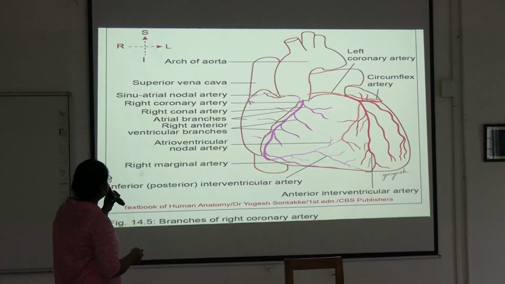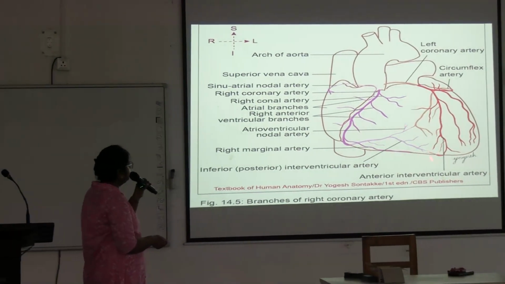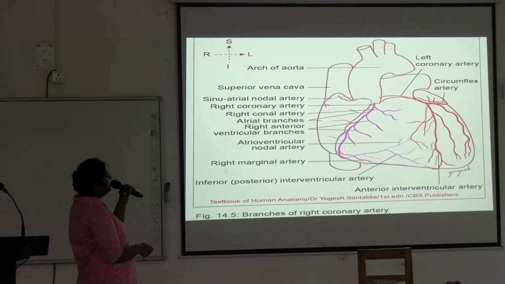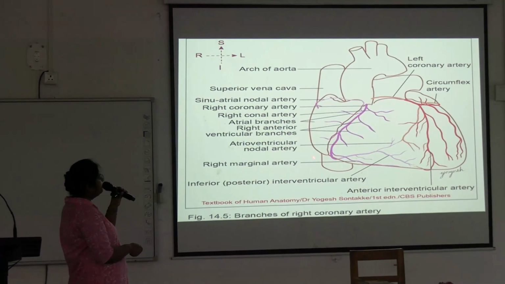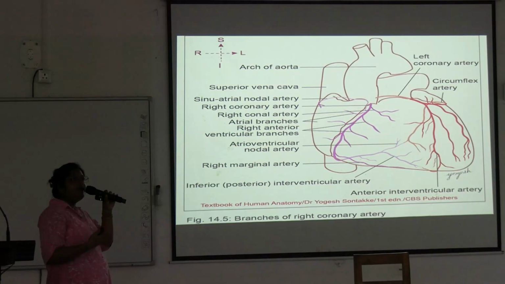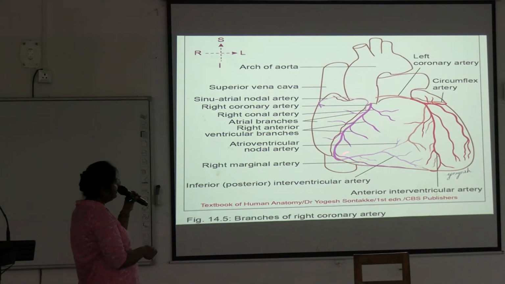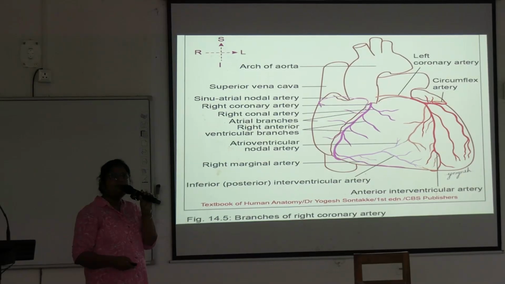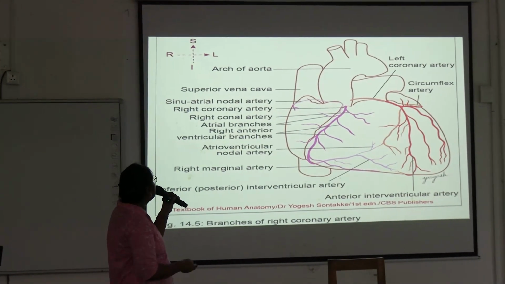Next, here you can see this part is the first segment up to the inferior border. Here posteriorly, lying in the posterior part of the atrioventricular groove, is the second segment, and from here the inferior or posterior interventricular artery is arising, and it is anastomosing with the continuation of the anterior interventricular artery in the lower part of the groove. Okay. Next.